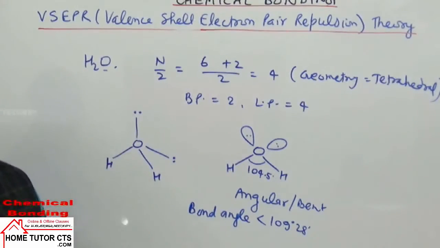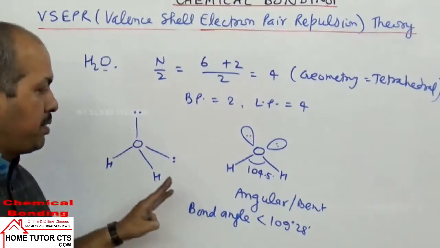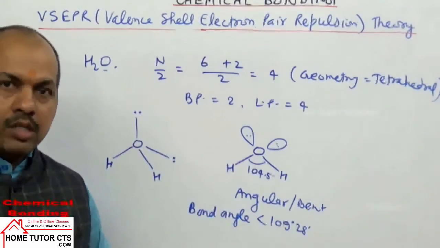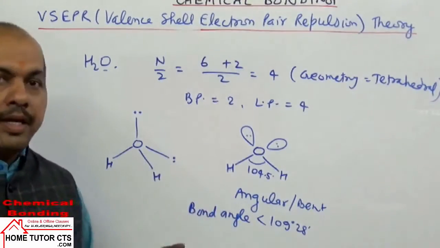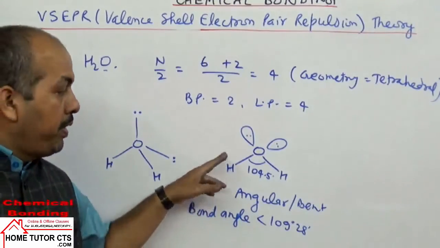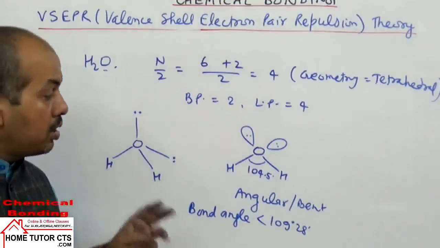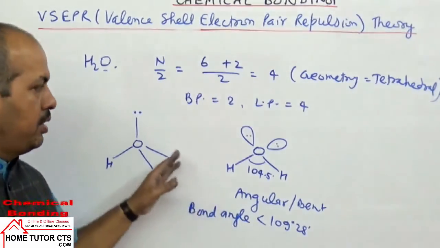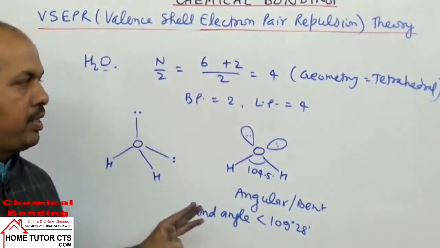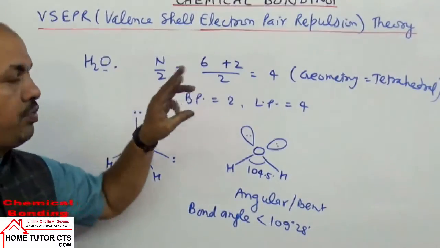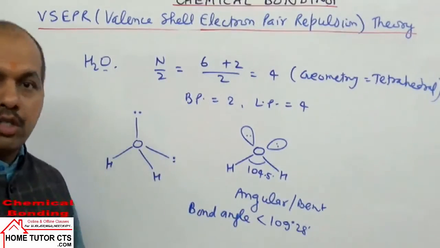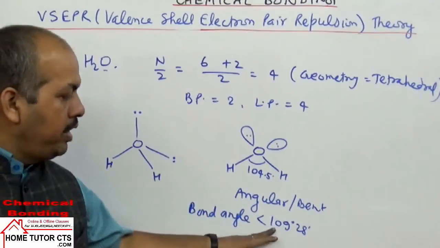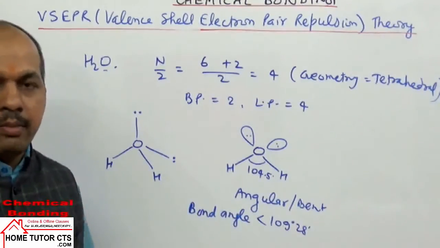So when we have N/2 4, we can have 3 possible shapes. One shape is tetrahedral, where all the angles and bond lengths are identical. The second shape is pyramidal, like ammonia, with 1 lone pair and 3 bond pairs. The third case has 2 lone pairs and 2 bond pairs, and the shape is angular or bent. So for N/2 value 4, 3 shapes are possible. Only in the first case the angle was 109 degree 28 minutes; in the other cases the angle becomes less.